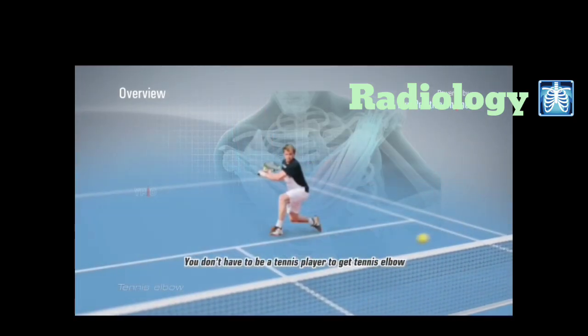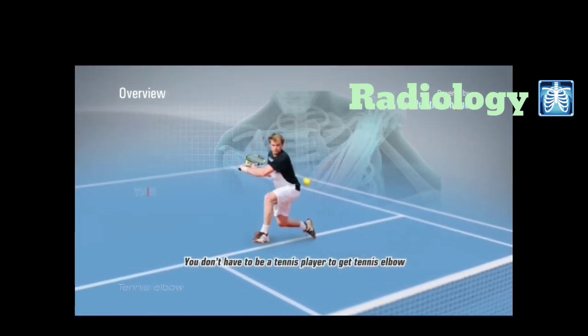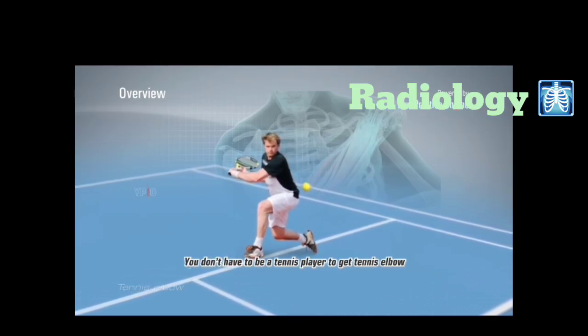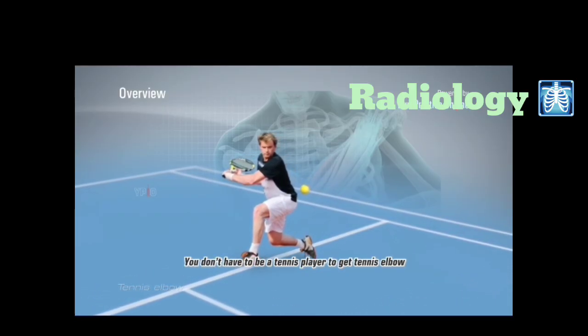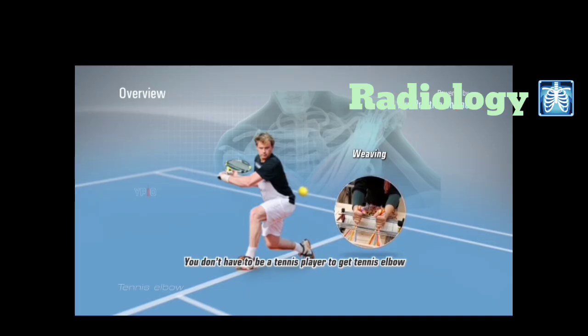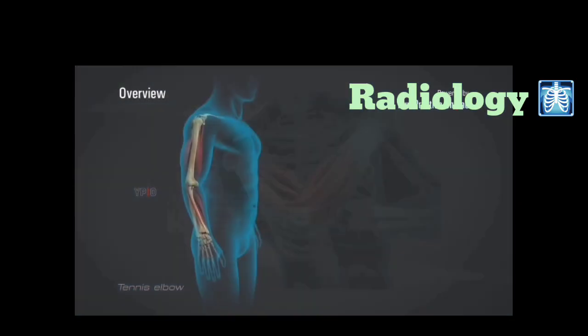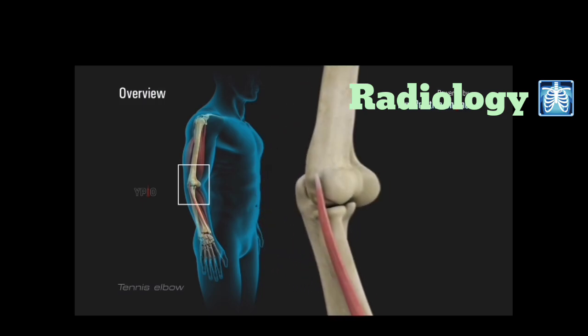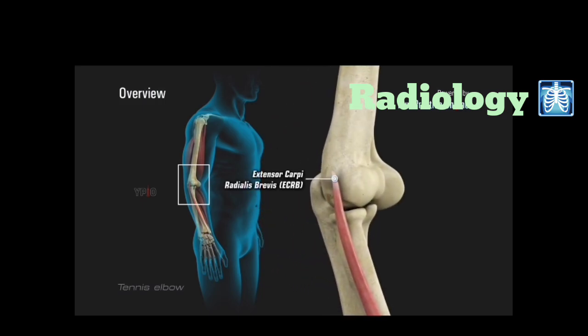humerus. You don't have to be a tennis player to get tennis elbow, as repeated use of the forearm and elbow for many other occupational activities such as painting, typing, and weaving can also result in lateral epicondylitis. The most commonly involved tendon in lateral epicondylitis is the extensor carpi radialis brevis, or ECRB.